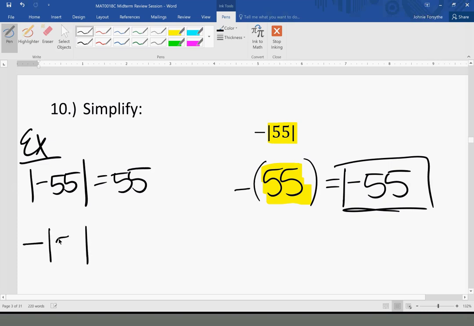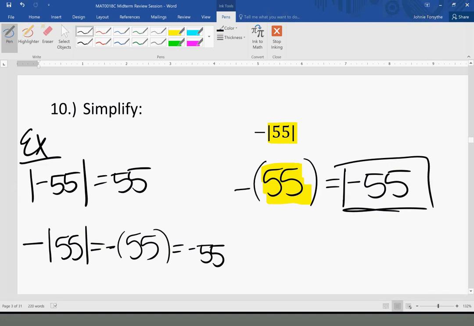Negative times the absolute value of 55 is a different problem. The absolute value of 55 is 55, but we still have that negative out here, and that's why it gives us negative 55. So notice the difference between these two examples here, okay? That's very important. Are there any questions about this problem?